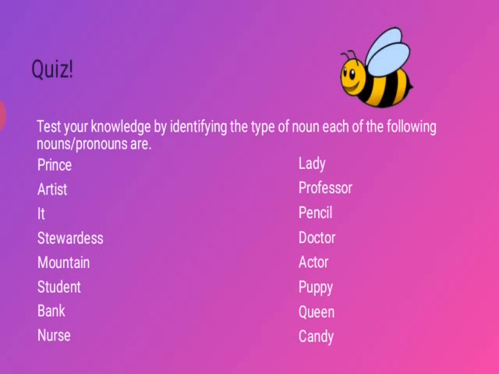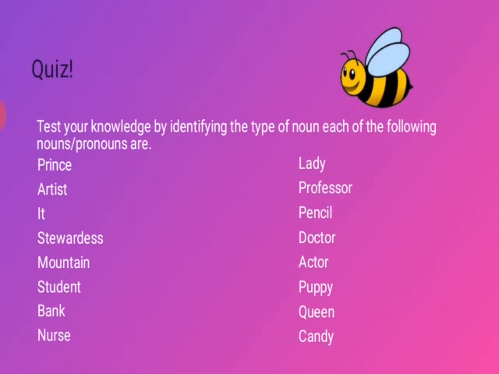Here is a quiz for you. Just keep a notebook with you and test your knowledge by identifying the type of noun each of the following nouns or pronouns is. Are you ready for it? Okay, let's start. You can just write quickly: M for masculine, F for feminine, C for common, and N for neuter gender. Fine? Okay, prince.